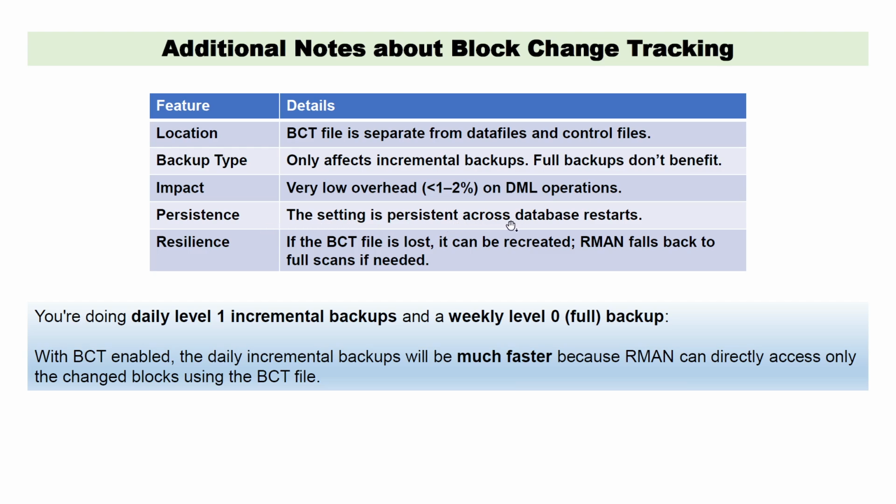The setting is persistent across database restart, which means once you create block change tracking, it will stay there. That particular file will be there. If for some reason you deleted the block change tracking file, then when RMAN tries to take the backup, it has to do full scans because it no longer has the block change tracking. So it will fall back to full scan. Now, how does it help? Let's say you are doing daily level 1 incremental and weekly level 0 backup. With block change tracking enabled, the daily incremental backups will be much faster because RMAN can directly access those changed blocks using the block change tracking file. So this is block change tracking.